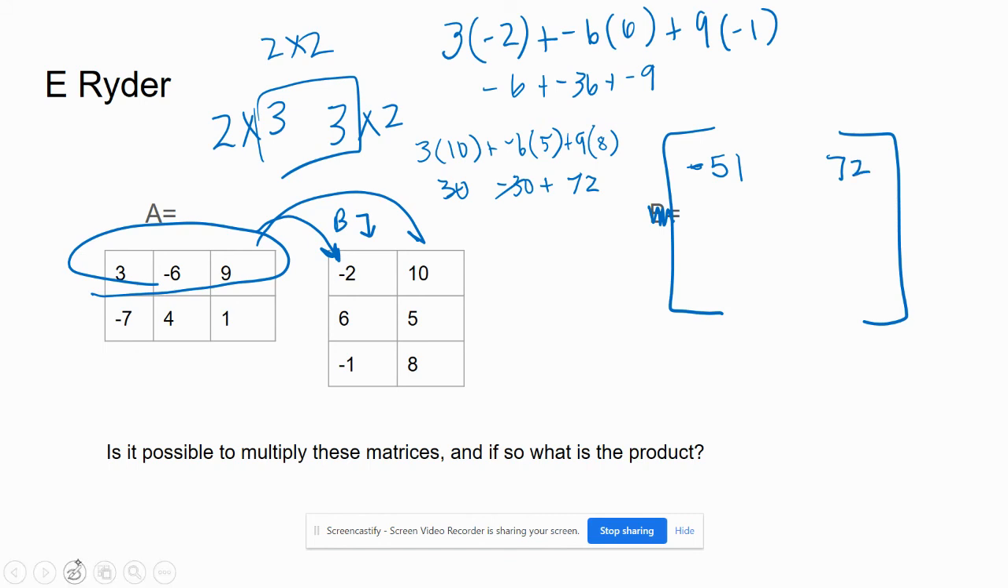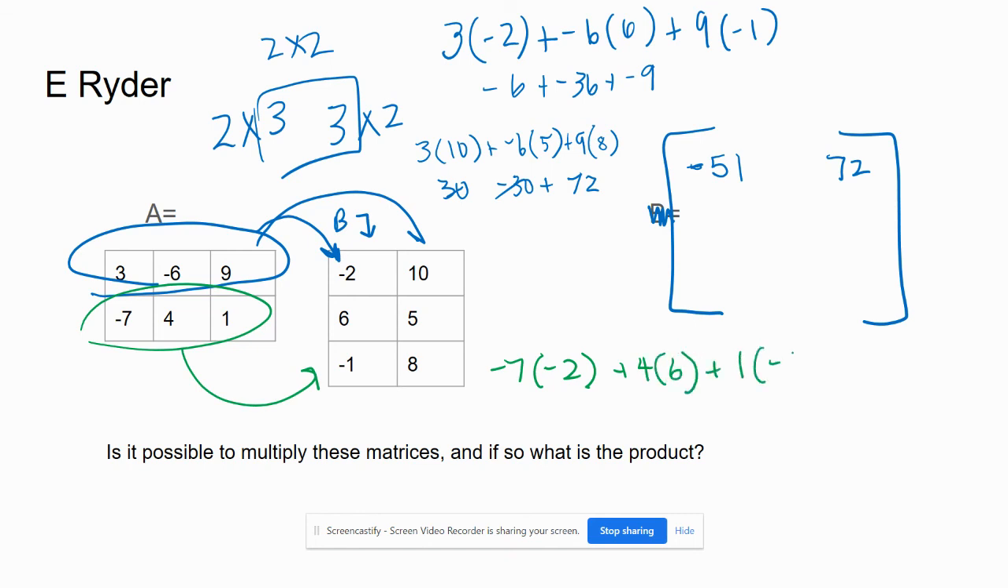Then you're going to do the same thing with the guys on the bottom times our first column. So negative 7 times a negative 2 plus 4 times 6 plus 1 times a negative 1. That's going to give me 14 plus 24 plus a negative 1, which is going to give us 37. And again, second row, first column. So that's where it's going to go.